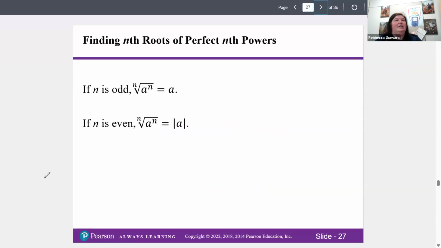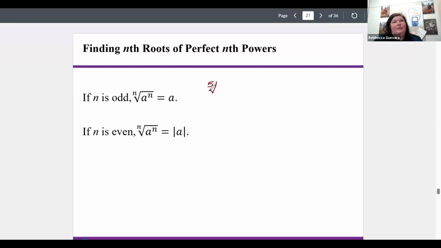So if n is odd, then the nth root of a to the n will just be whatever a is. So if I was doing the fifth root of, say, 3 to the power of 5, I would get 3 back. But if I was doing the fifth root of -3 to the power of 5, I would get -3 back. So that only happens with odd roots. If n is even, then it's going to be just like when we had a square root. The nth root of a to the n is going to be the absolute value of a.